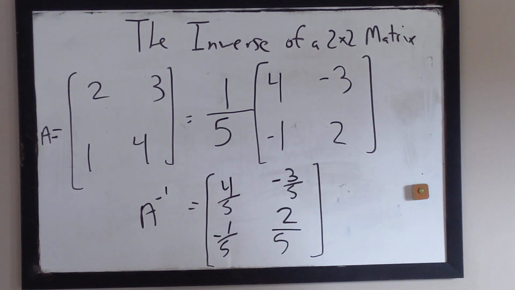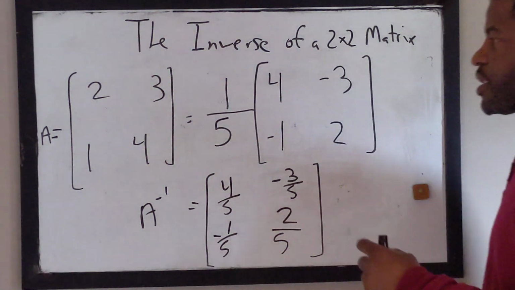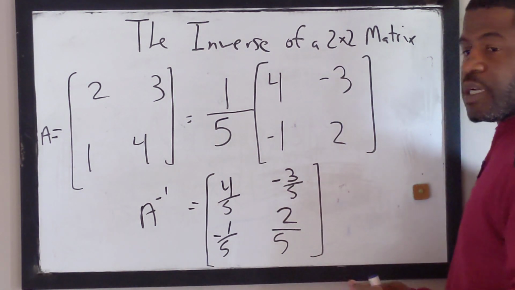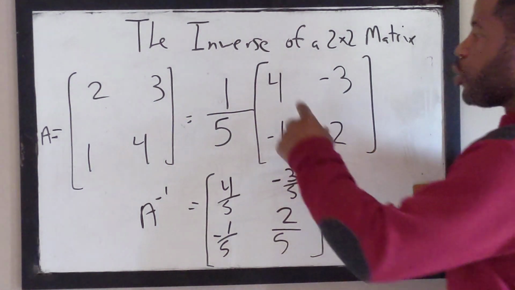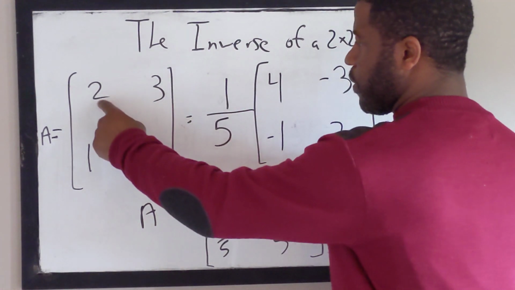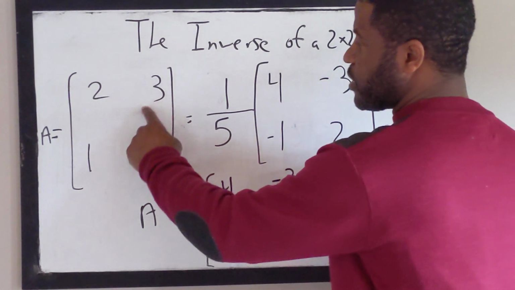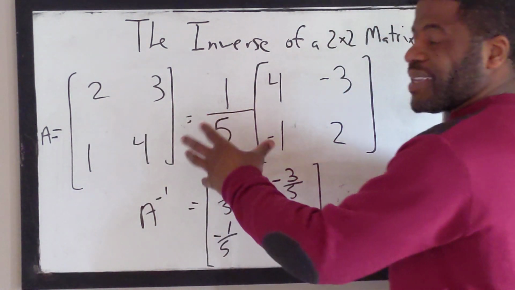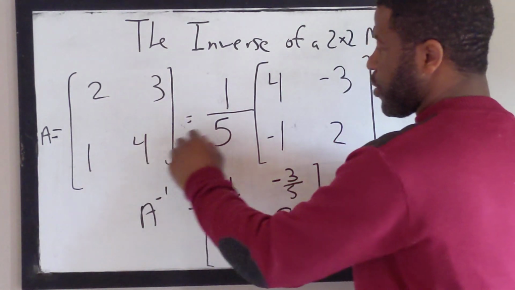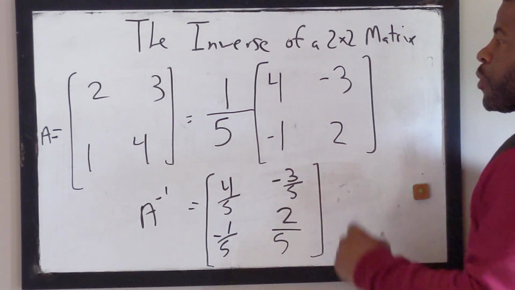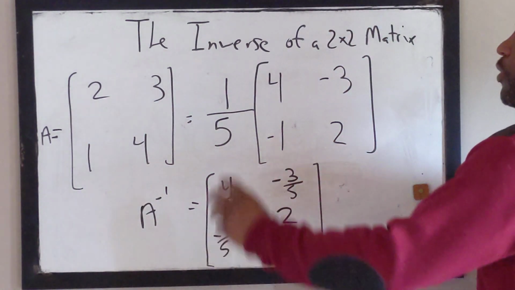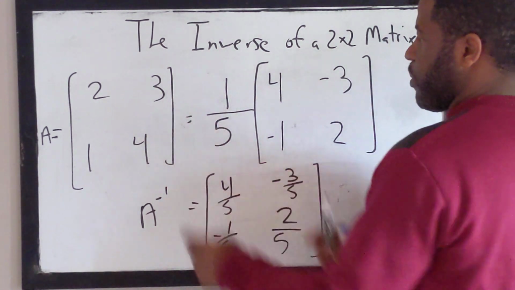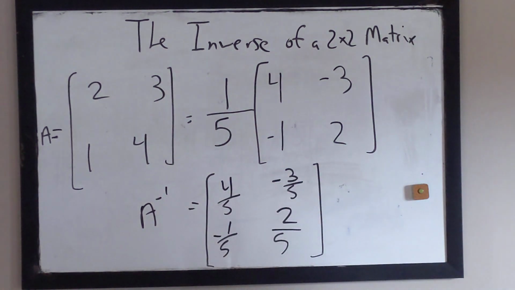I went around the world with it, but I did it on purpose. I wanted to show you the relationship with something we've already been doing. So once again, it's 1 over the determinant, 1 over 4 times 2, 8 minus 3. That's what gave us the 5. Switch the entries on the main diagonal, and then negate the remaining entries, then scalar multiplication. So it is using something that we've already covered before.